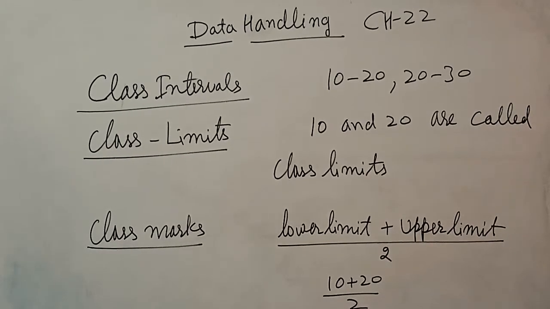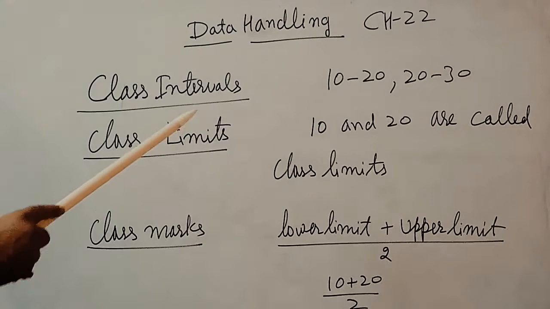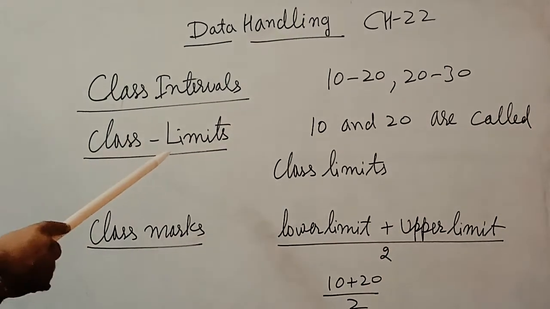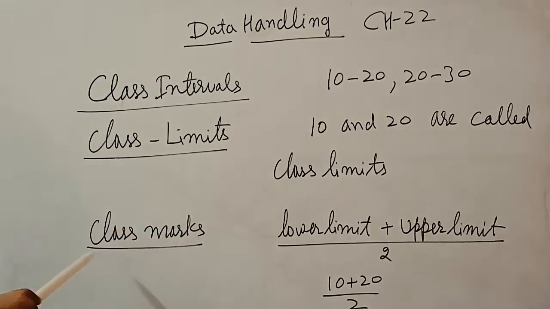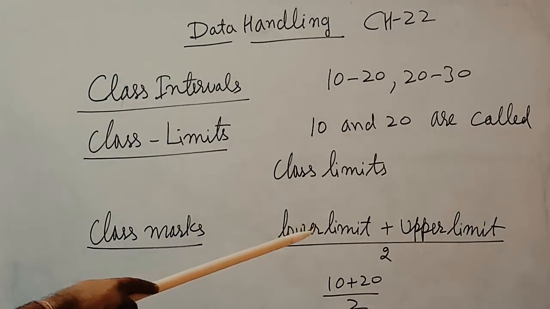Children, I am now taking the class interval, class limit and class mark. In the grouped data 10 to 20, 20 to 30, that is the class interval, and the numbers 10 and 20 are called the class limits.